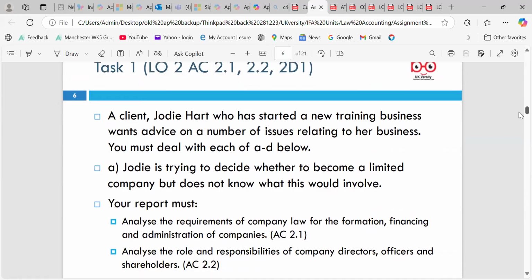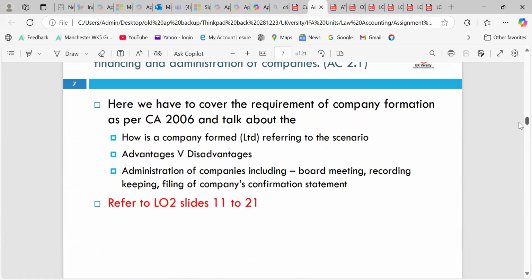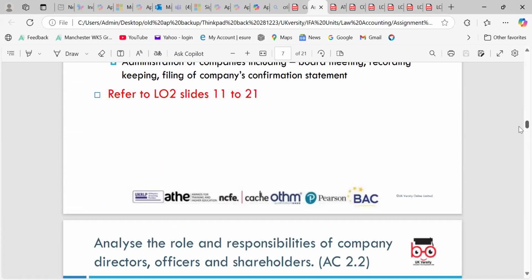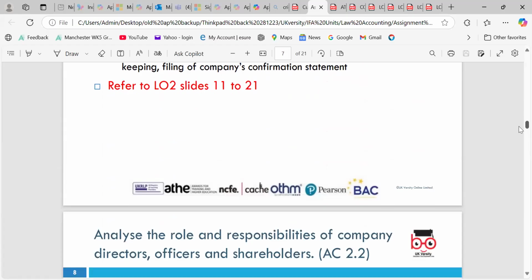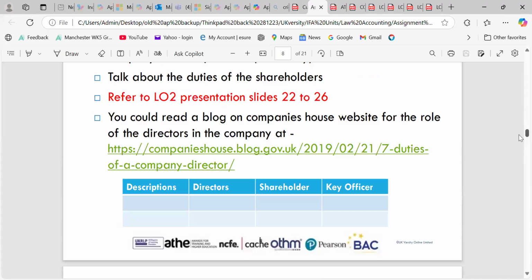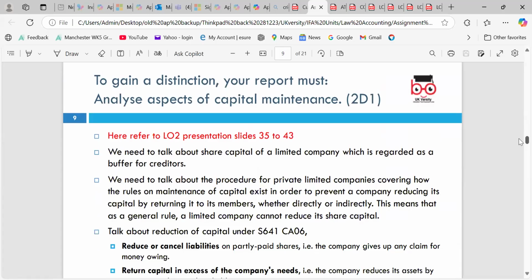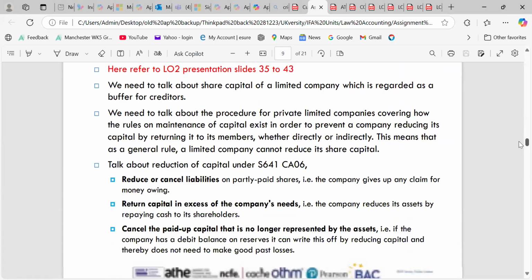For task 1, which we already mentioned, it covers 2.1 and 2.2. What you can discuss for 2.1 refers to slides 11 to 22. You've been given even the slide numbers and the link there to read and write in your own words. Please follow the guidance when you do the distinction criteria.